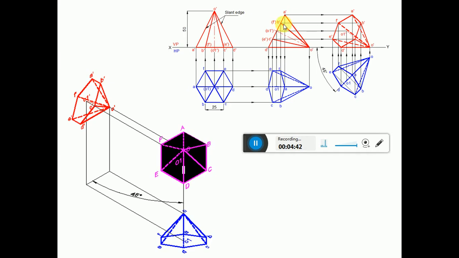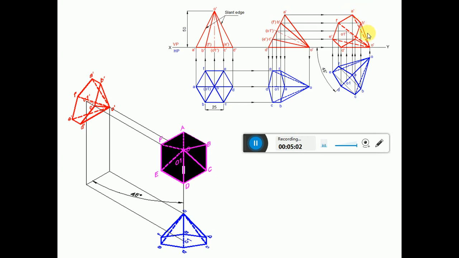Then draw a horizontal projector from F dash and B dash, and draw a vertical projector from F to intersect at this point F dash, and from B to intersect at this point B dash. Then draw a horizontal projector from A dash and draw a vertical projector from A to intersect at this point A dash. So name them.